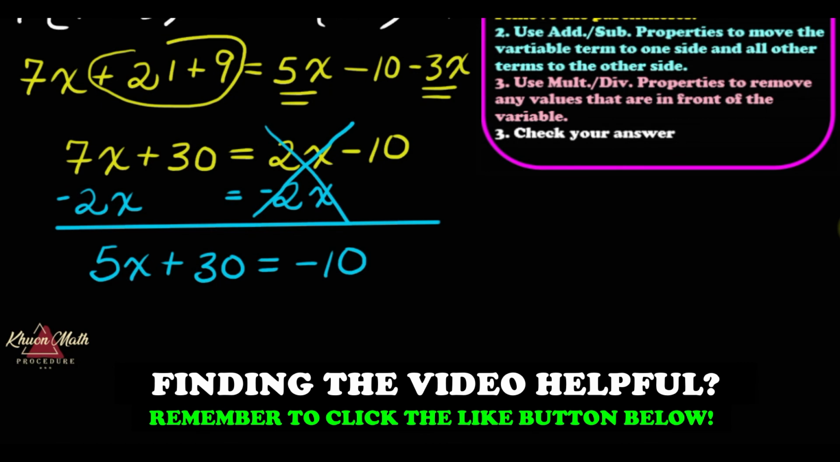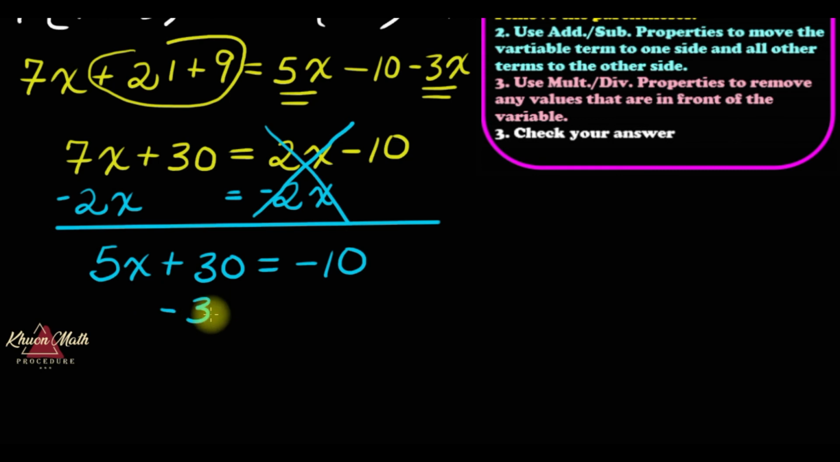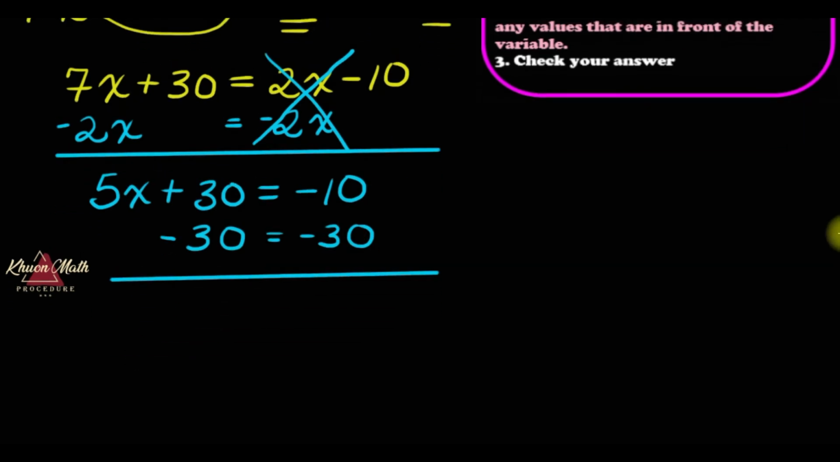Okay, so we gotta isolate the term with the variable, so we have to get rid of the positive 30. So how do we get rid of the positive 30? Well, we have to minus 30. We do the opposite. So minus 30 and then minus 30. Okay, so here we have 5x, and then positive 30, negative 30, those are gone. And then negative 10 plus negative 30 will give us negative 40. Okay, so that's step 2.